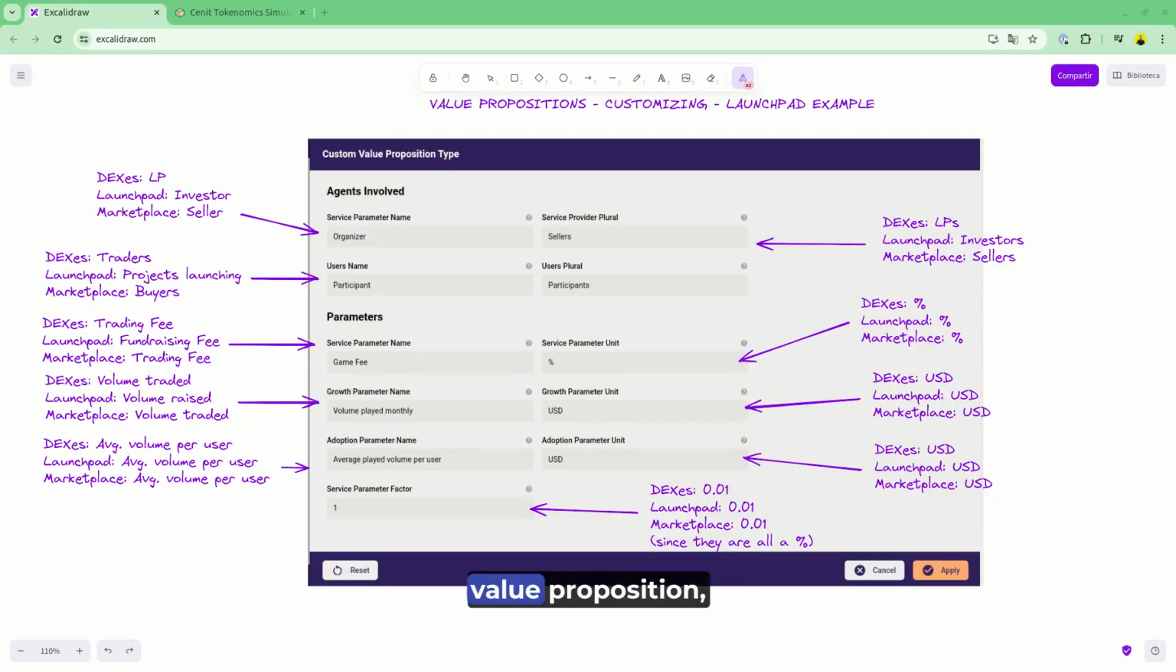For customizing your value proposition, we need to fill in the information here above. So for example, if we are following a DEX, the service provider name will be the liquidity providers, the user name would be the traders, the service parameter name would be the trading fee, the growth parameter name would be the volume traded, the adoption name would be the average volume per user, and the service parameter, in this case, since we are charging a trading fee, which is a percentage, would be 0.01.